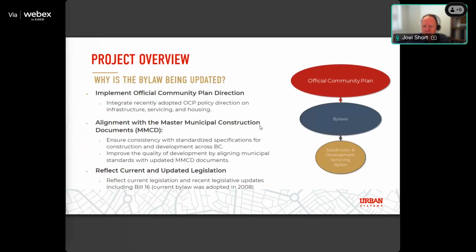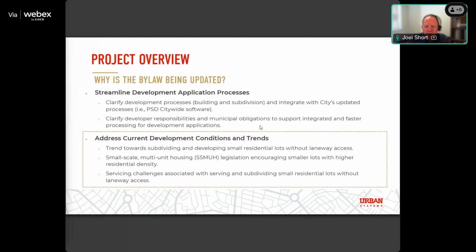current legislation. Basically, the overall bylaw is being updated to streamline the development application process, clarify the process, and integrate it with your new updated software. There's some software called PSD Citywide that we're integrating with. And we clarify developer responsibilities and municipal obligations. We're also wanting to address some current development conditions and trends.